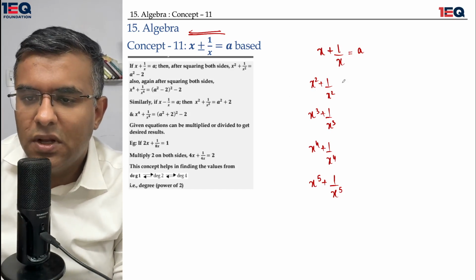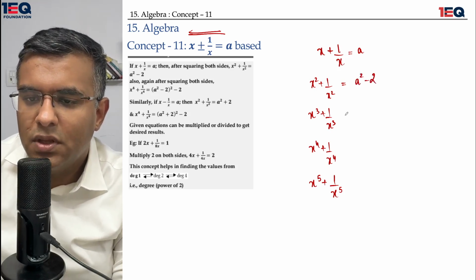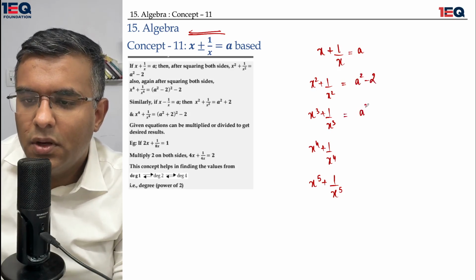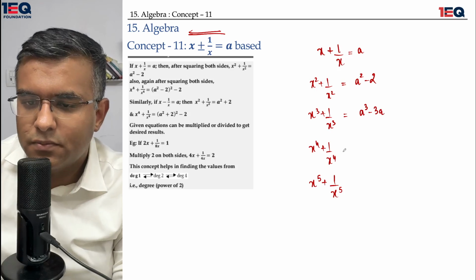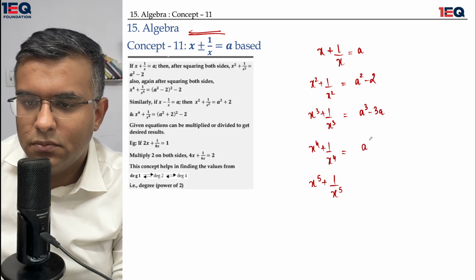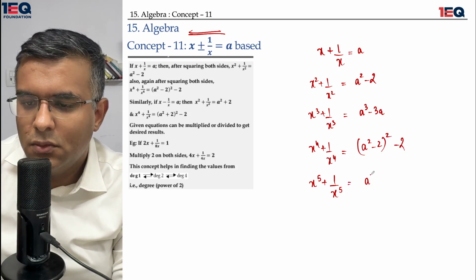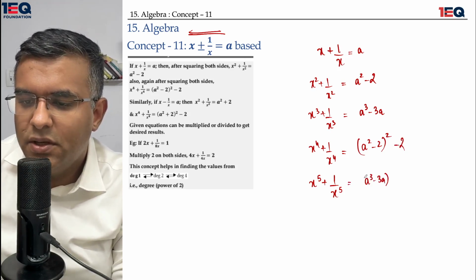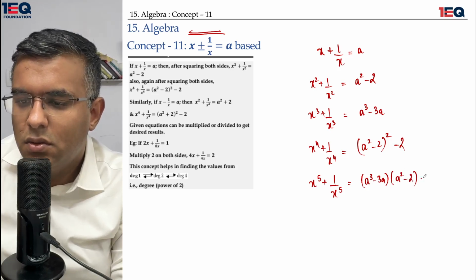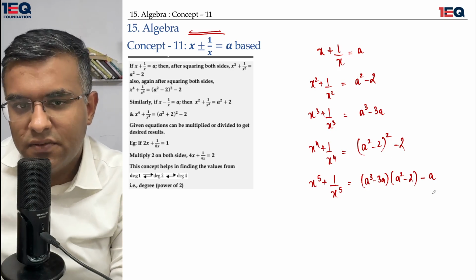Okay, so I'll quickly write it down. Simple, a square minus 2. Simply going ahead, a cube minus 3a. Again, going ahead, (a square minus 2) whole square minus 2, (a cube minus 3a) multiplied by (a square minus 2) minus a. Okay, these are the toughest forms of it.